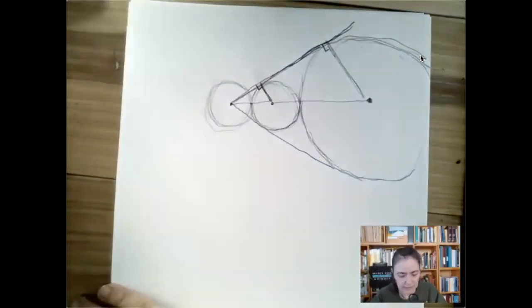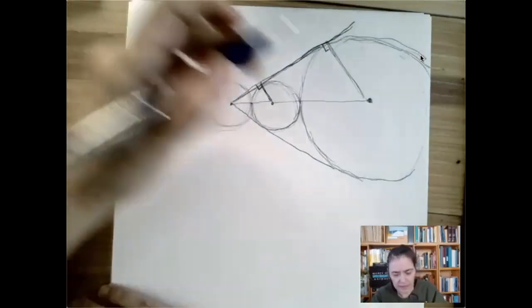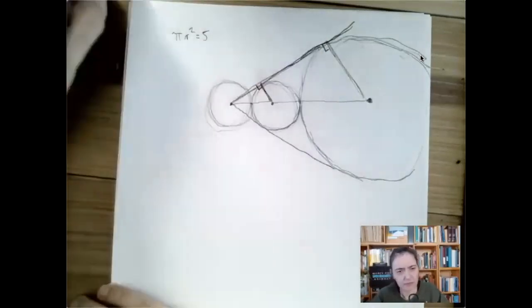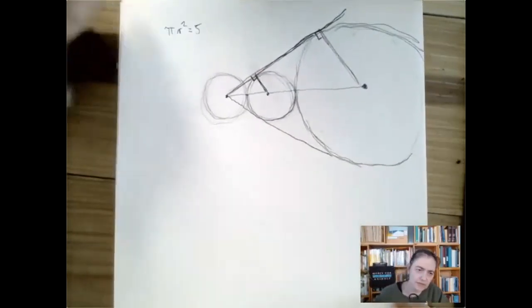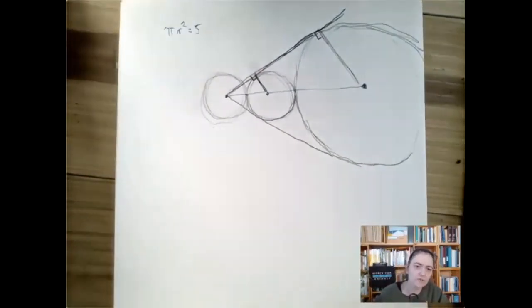So now what we have is 2 similar right triangles, right? There is this little one and there is this big one. And what is given is that the area of the smaller circles is 5 square units. What is the area of the big circle?